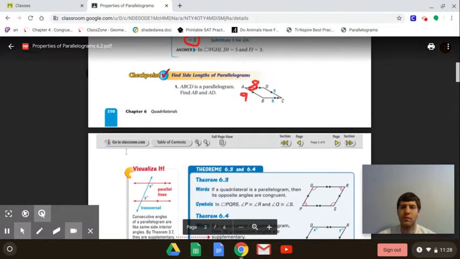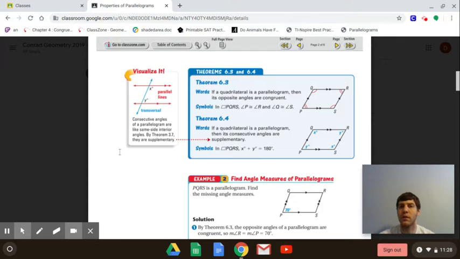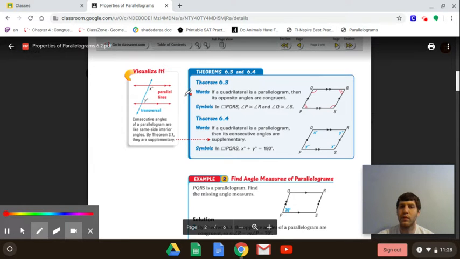All right. Theorem 6.3 and 6.4. These have to do with the angles. So opposite angles are going to be congruent, and consecutive angles in a parallelogram are going to be supplementary. So if we look at 6.3 here, it says if a quadrilateral is a parallelogram, then its opposite angles are congruent. Opposite angles are the ones that are across from each other.